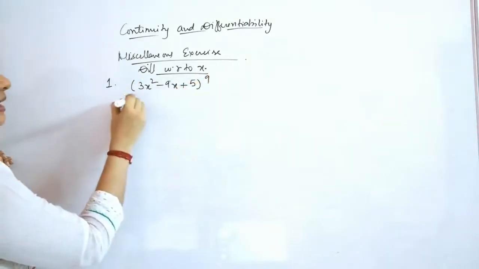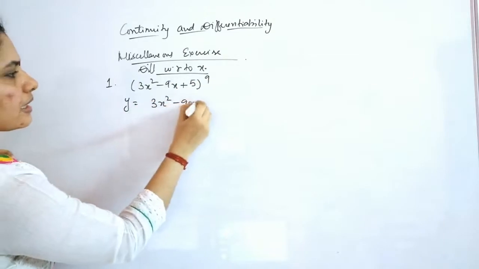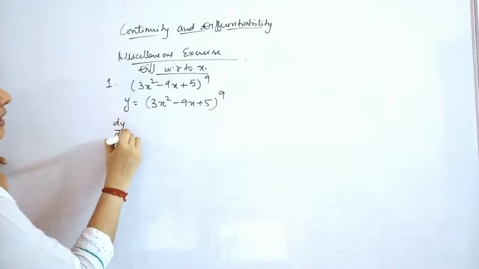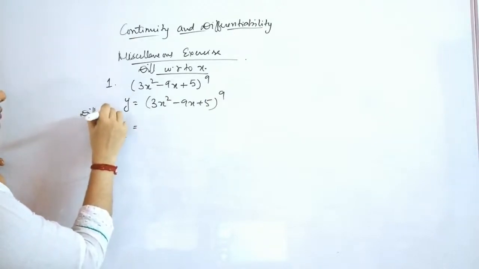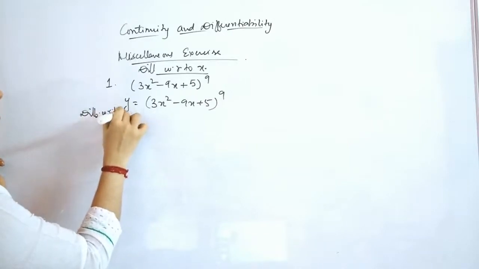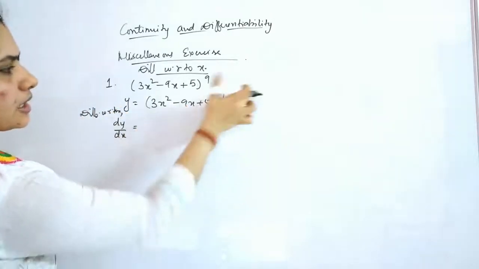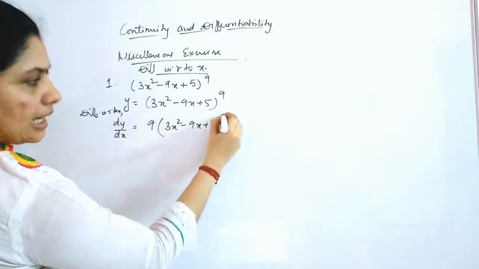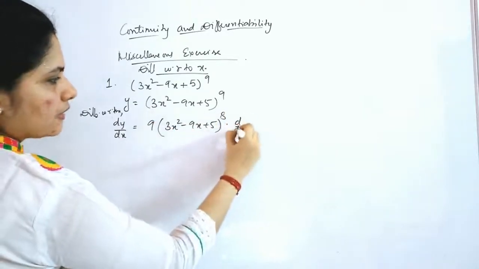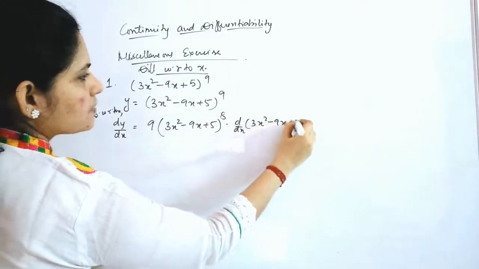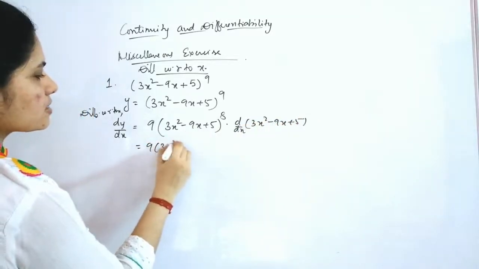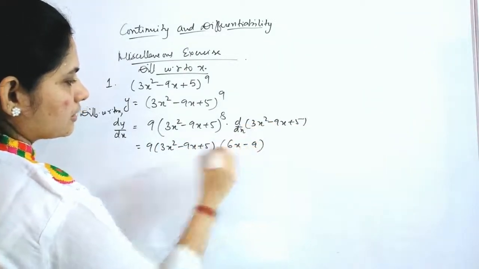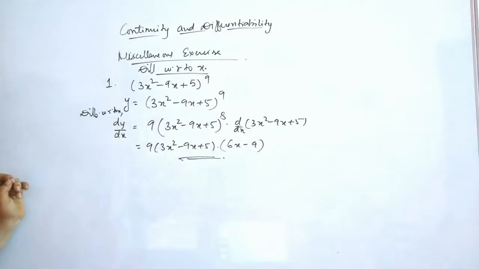So first, we will make it y = (3x² − 9x + 5) the whole raised to 9. Now differentiating with respect to x, you will get dy/dx equal to 9 into (3x² − 9x + 5) raised to 9 minus 1, which is 8, into the derivative of 3x² − 9x + 5. So you get 9 (3x² − 9x + 5)⁸ (6x − 9). Okay.